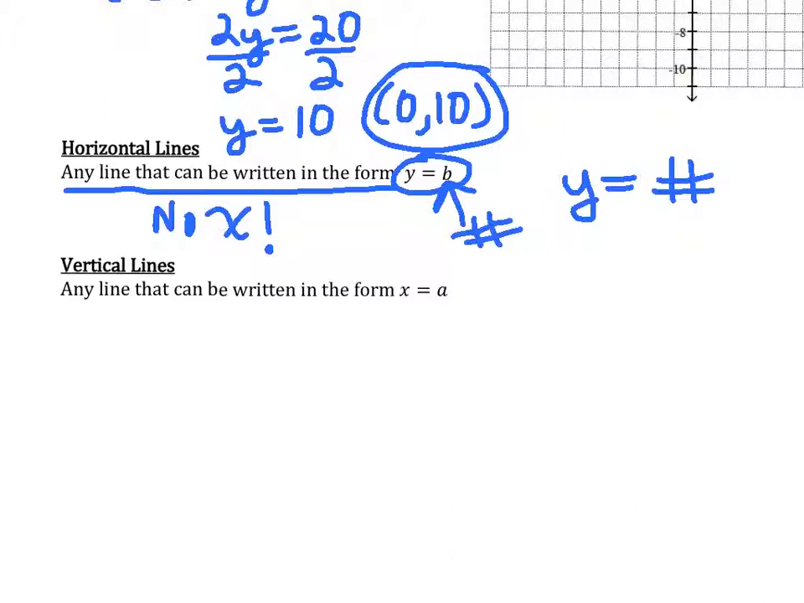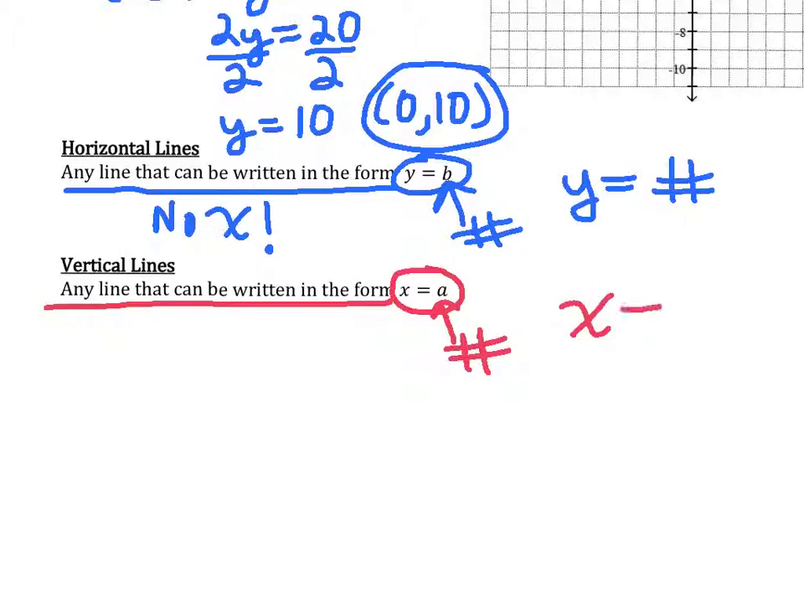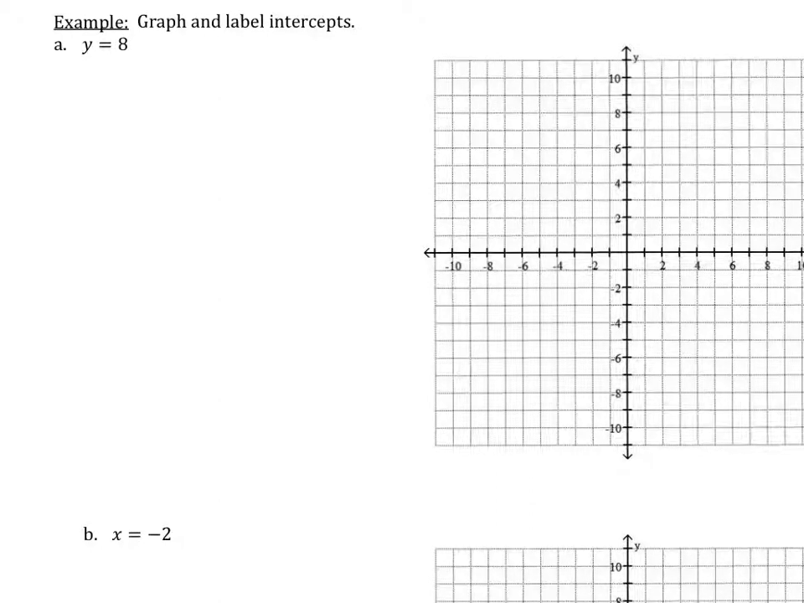The same thing happens for vertical lines. The only difference is it's going to be any line that can be written in the form x equals a, and I'm letting a be some real number. So whenever x equals a number, we have a vertical line. And in this case, notice you don't have the variable y when you're talking about vertical lines. And so what I want to do is look at two examples of graphing horizontal and vertical lines.